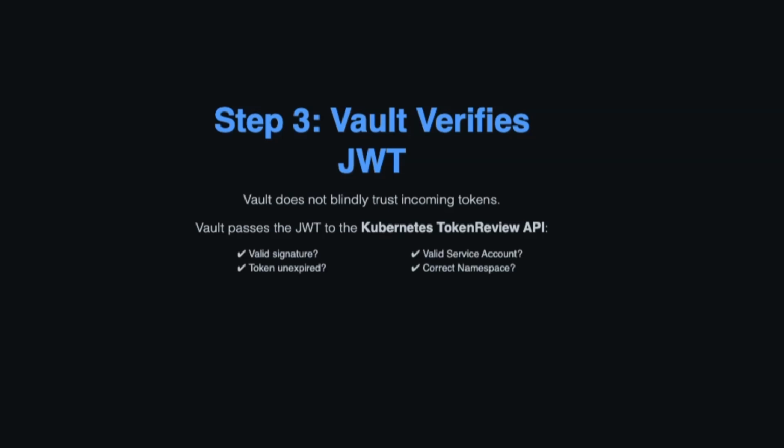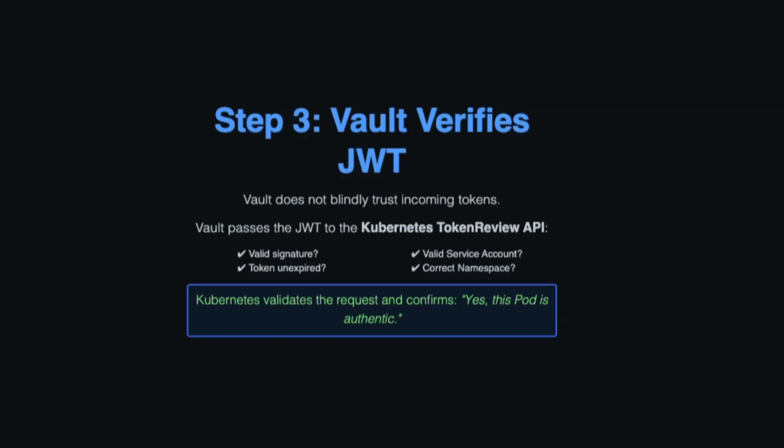Step 3 is where the magic happens. Vault does not just blindly trust the incoming JWT. Instead, Vault calls the Kubernetes API server using the TokenReview API and asks, "Hey, is this JWT legitimate?" Kubernetes checks the cryptographic signature, checks if the token is active, and verifies the service account name and namespace. If everything checks out, Kubernetes gives Vault a green light.